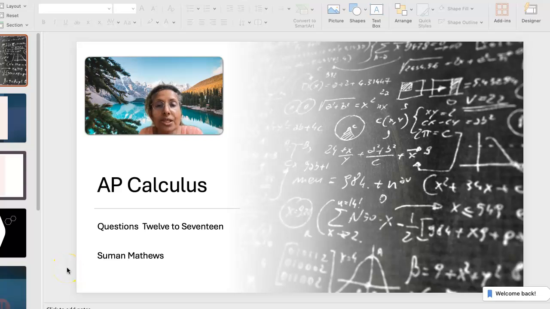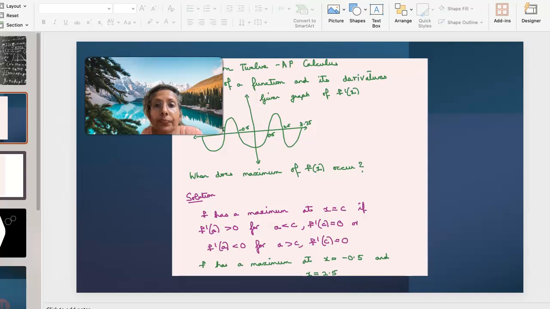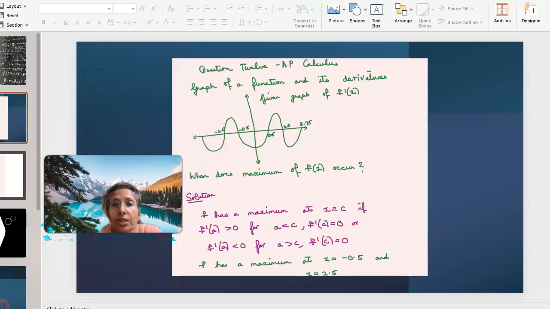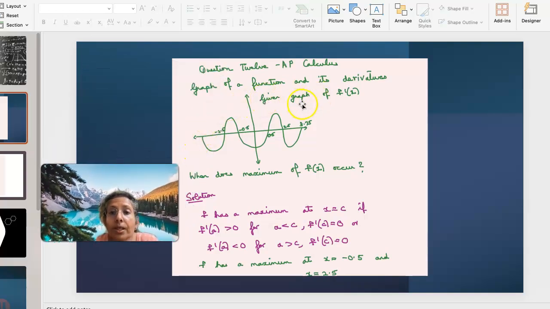So welcome to this session on AP Calculus. We will be discussing a few questions on AP Calculus, questions 12 to 17. So let's get started. The graph of a function and its derivative, this is the topic. You're given the graph of f'(x). When does the maximum of f(x) occur?